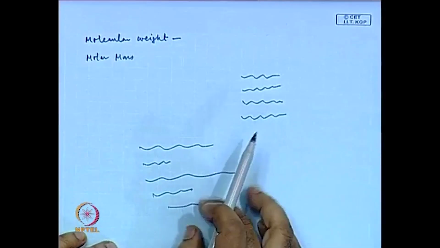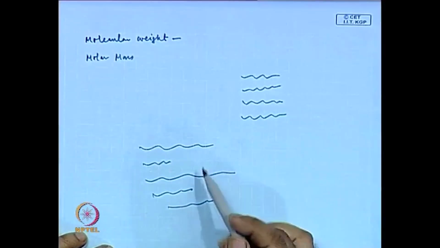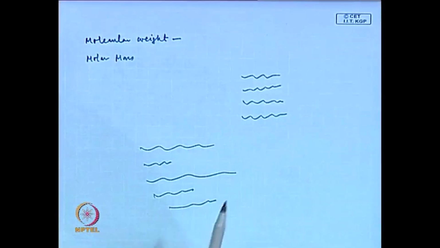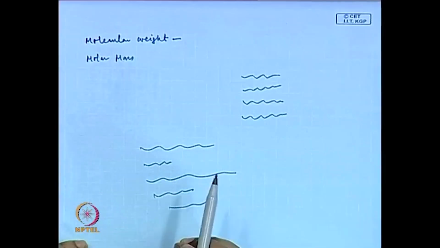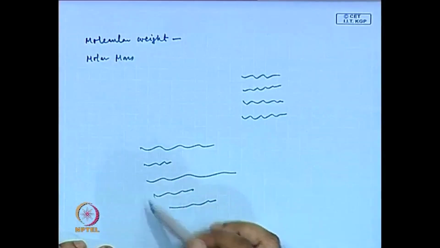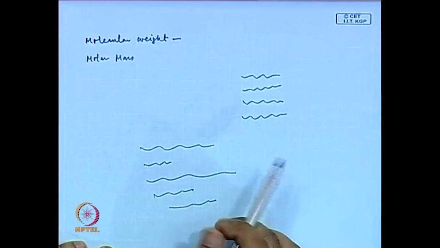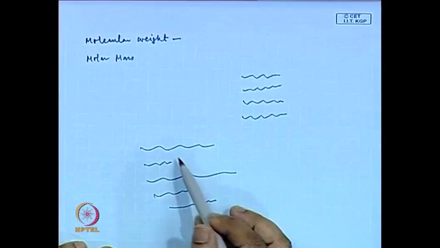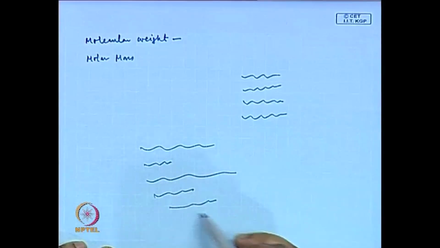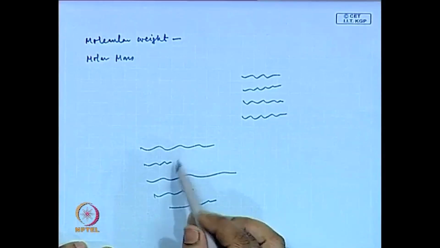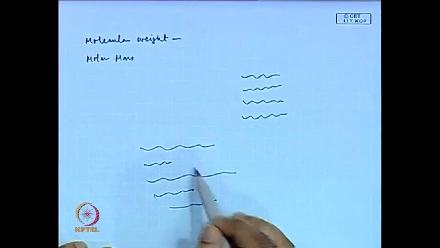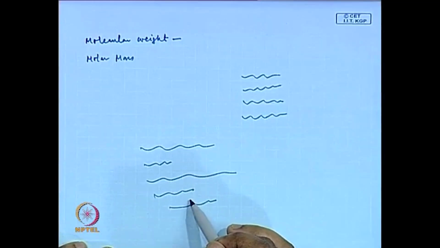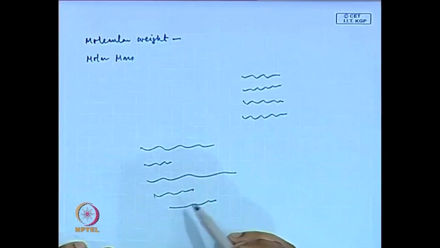Now, when you have a distribution, to characterize or represent a sample having polymer molecules of different sizes, you have to mention the average mass, the average molar mass, because it is a mixture of several molar mass molecules. You have to mention an average and also the distribution, then only it will represent the actual sample that you are handling.